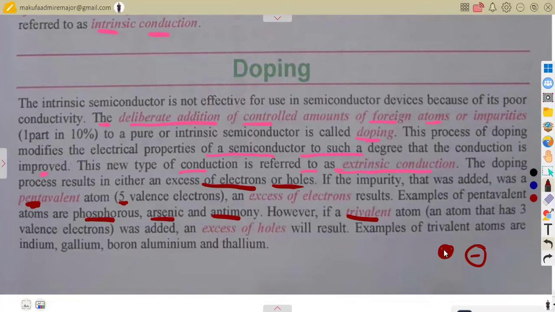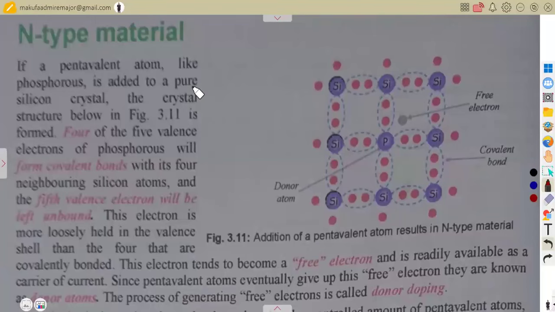Examples of trivalent atoms are indium, gallium, boron, aluminium, titanium. These are the ones that have 3 valence electrons. You can even check from that table of summary that we had: any element that has 3 valence electrons is what you refer to as trivalent.